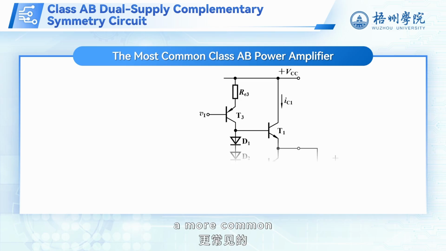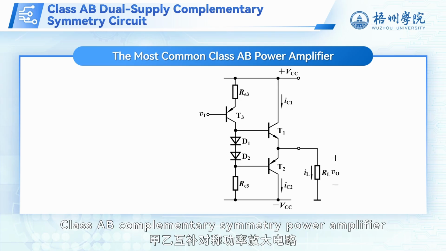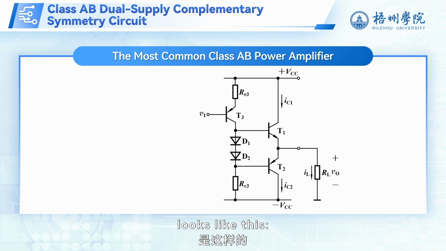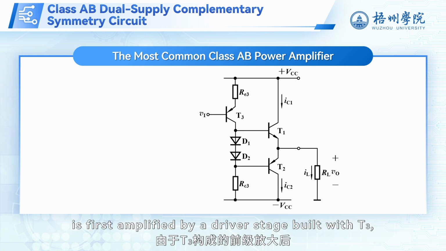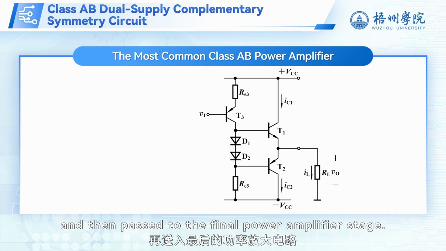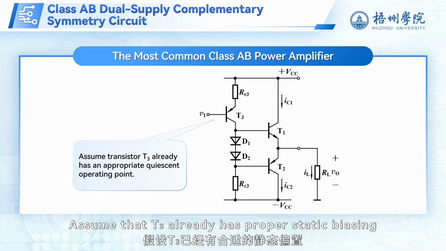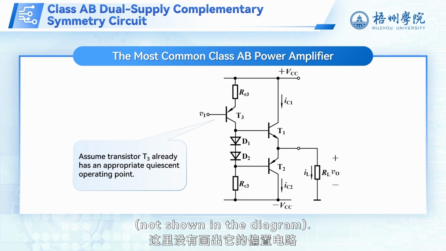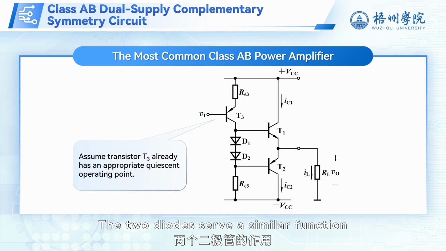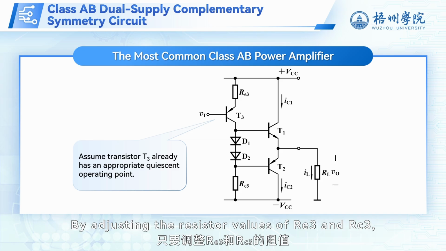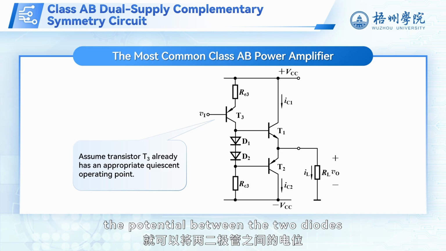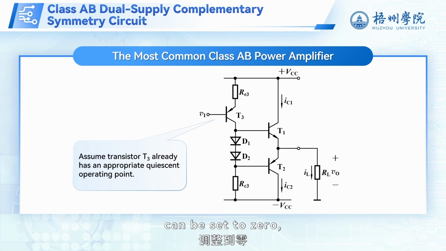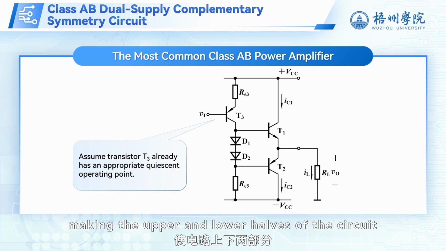In practice, a more common Class AB complementary symmetry power amplifier looks like this. The input signal is first amplified by a driver stage built with T3, and then passed to the final power amplifier stage. Assume that T3 already has proper static biasing, not shown in the diagram. The two diodes serve a similar function as in the previous circuit. By adjusting the resistor values of RE3 and RC3, the potential between the two diodes can be set to 0, making the upper and lower halves of the circuit symmetrical.